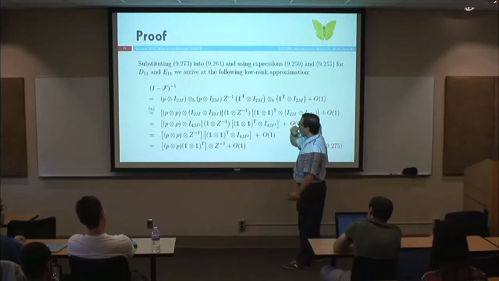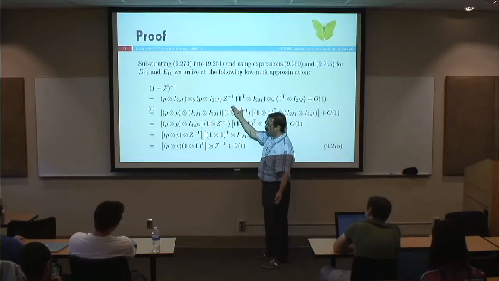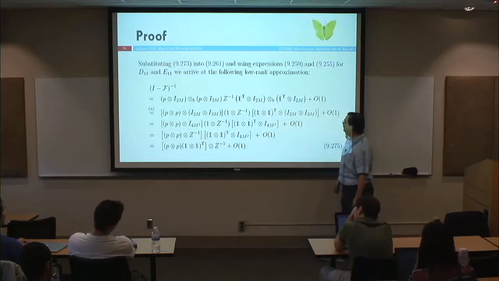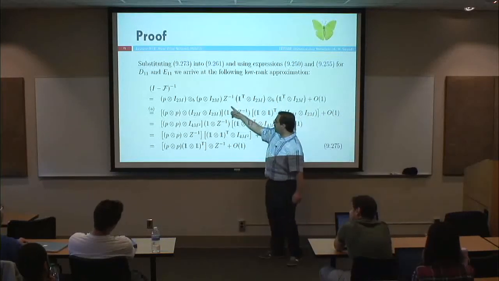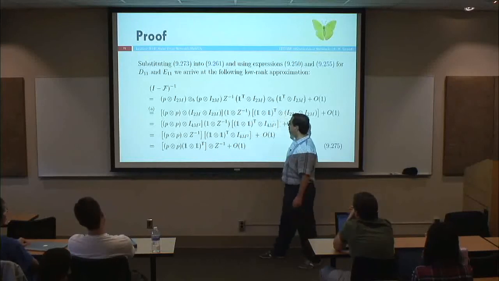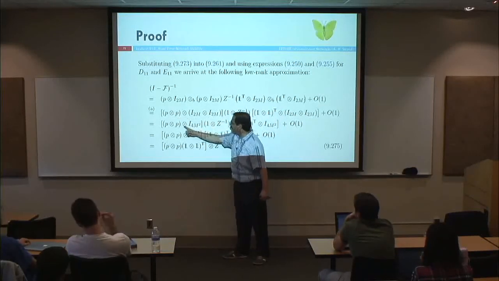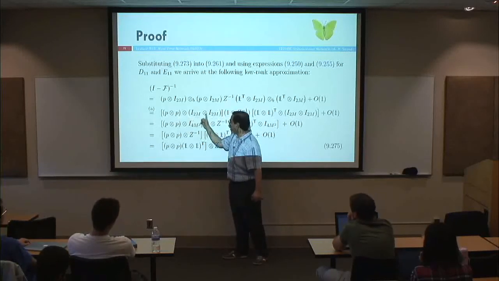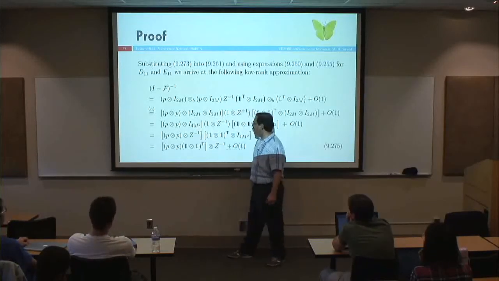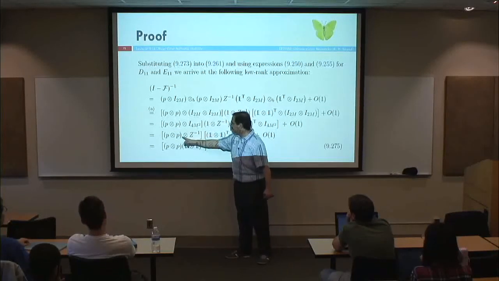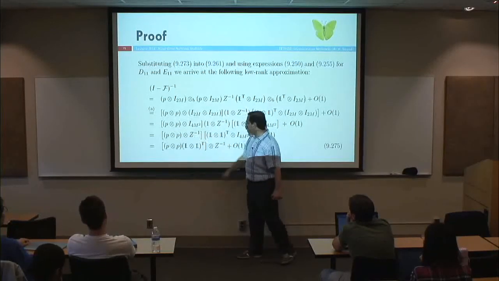If you don't believe me, let me just do one of them quickly. The first line comes from the previous slide. Z inverse, I'm writing it as 1 Kronecker Z inverse. You see here, these two Kroneckers, I can group them together: P Kronecker P. So this I Kronecker I is that I. And then these two, I can group them together: P Kronecker P times 1, I times Z inverse.